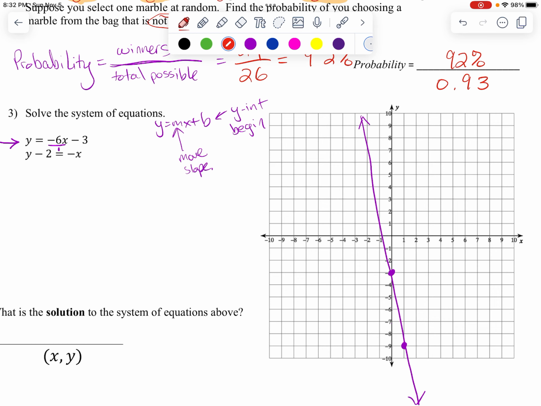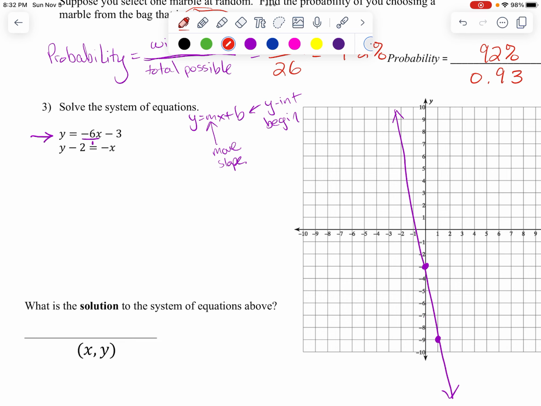And then let's try the other one. Now here, notice how this is not in slope-intercept form. So what we can do to change it so that it's y equals is we can add 2 to both sides so that now we would get the y by itself. So now y equals -x plus 2. So our b value, our y-intercept would be the 2, +2. And then our slope is what's in front of x.